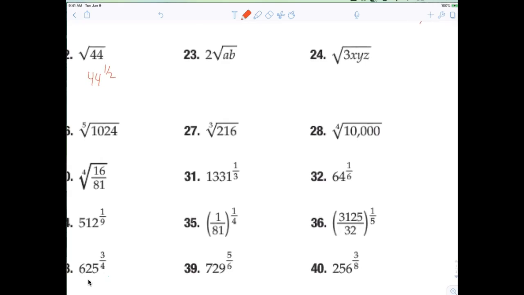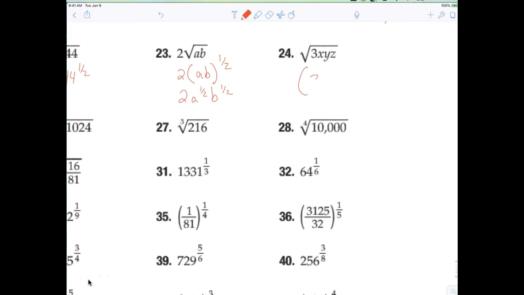Yes, that's correct. AB to the 1/2, not the 2. But you would still write it as 2 in parentheses, AB, to the 1/2. Now I also want to show you how you could write it this way too, to make sure you're hearing me. 2a to the 1/2, b to the 1/2. Everybody understand that? Is everybody good with this? And then 24, I could write that as what? In parentheses, 3xyz, to the 1/2. That's exactly correct.